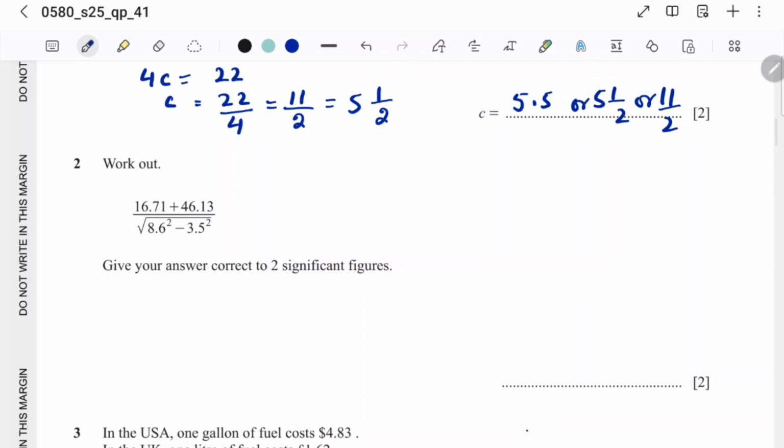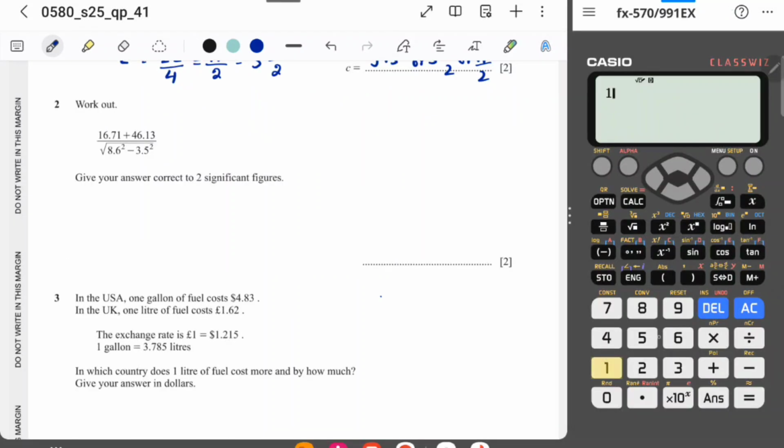Question number 2, 16.71 plus 46.13 divided by the square root of 8.6 squared minus 3.5 squared. Give your answer correct to two significant figures. Just use your calculator and find the answer for this question. This question is of 2 marks.